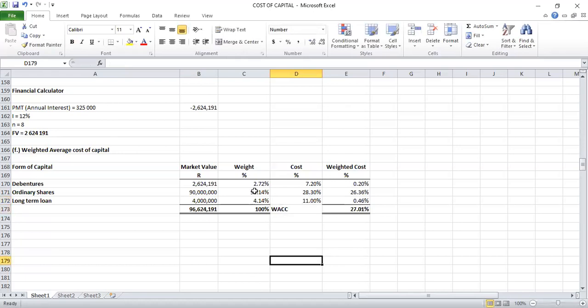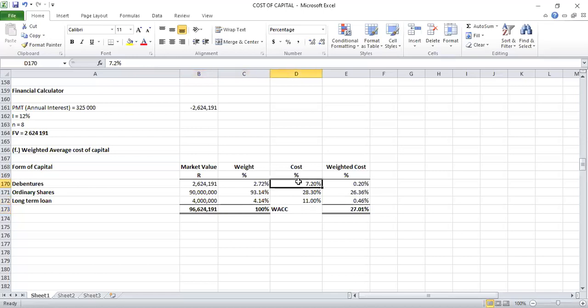Right. Remember, to get our weight, we say the market value divided by the total. That's how we get our weight. So this 2.72 is 2624 divided by the total. I just used the formulas through Excel. This 93 comes from 90 million divided by 96.96624. Then this one, you do the same.